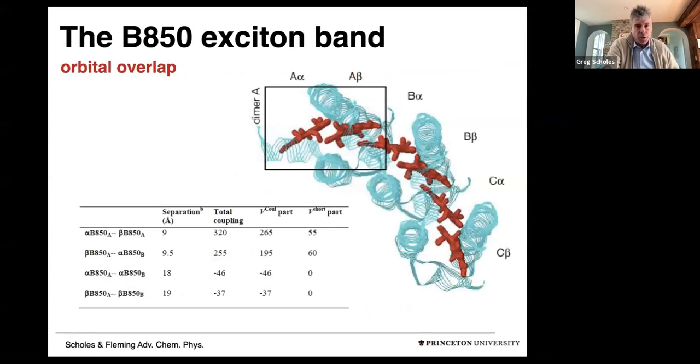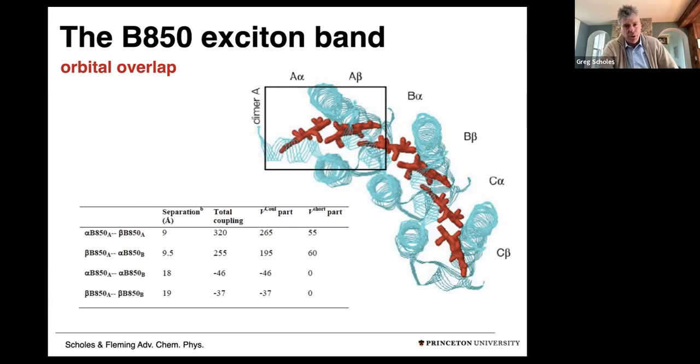One quick quantitative mention here of the short range interactions, those that depend on orbital overlap. They're often harder to calculate. And to get a sense here, the center-to-center separations of these different pairs of molecules, this is also in purple bacteria LH2, you can see the order between 10 and 20 angstrom, more or less.